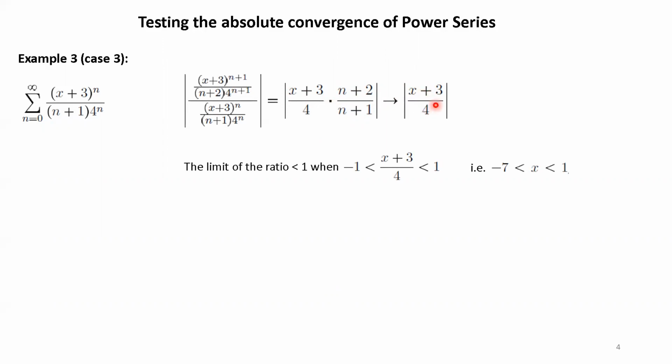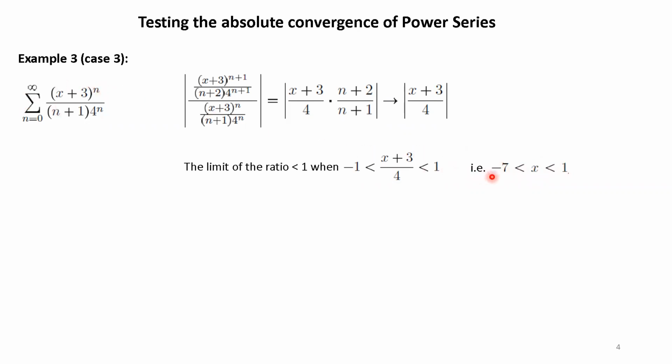Now I want the absolute value of this to be smaller than 1 in order for this series to converge. If that ratio is smaller than 1, it requires that the factor inside is smaller than 1 and greater than -1. That is, if x lies between these two boundaries, then you have a convergent series.